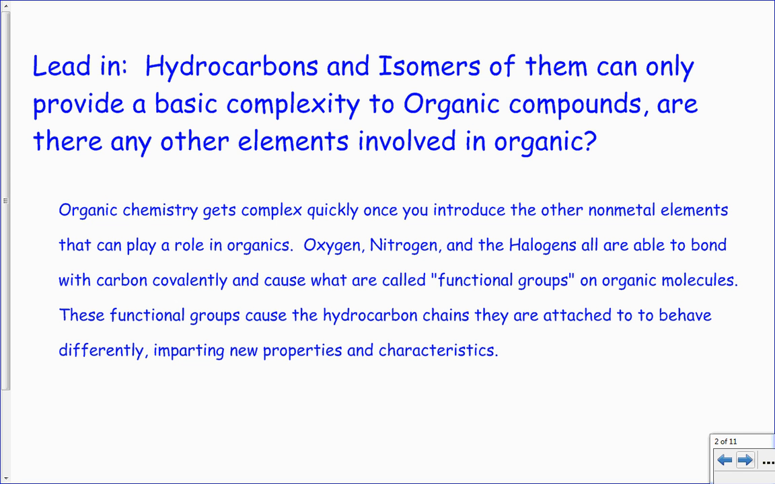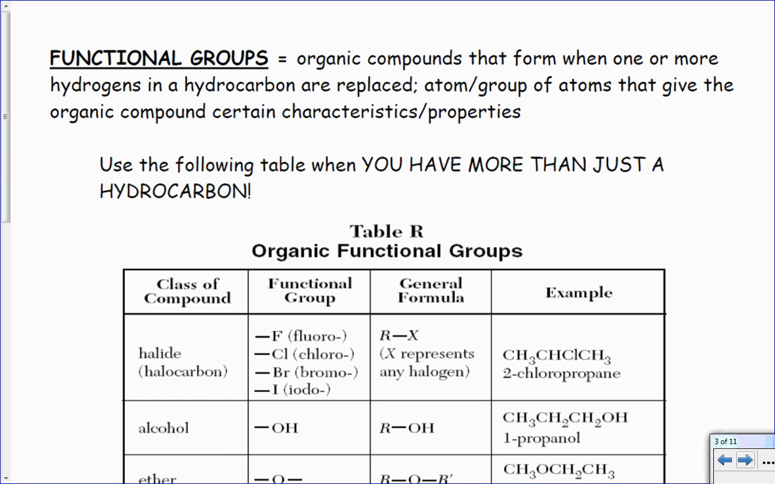Hydrocarbons and those isomers are basic because they're just carbon and hydrogen. Now, what happens when I add oxygen, nitrogen, and all sorts of other things in? And so then we get to what we call functional groups. We have more than just a hydrocarbon when I have a functional group. I also have a complete table. In the reference tables, they're going to describe for me what each of these are.